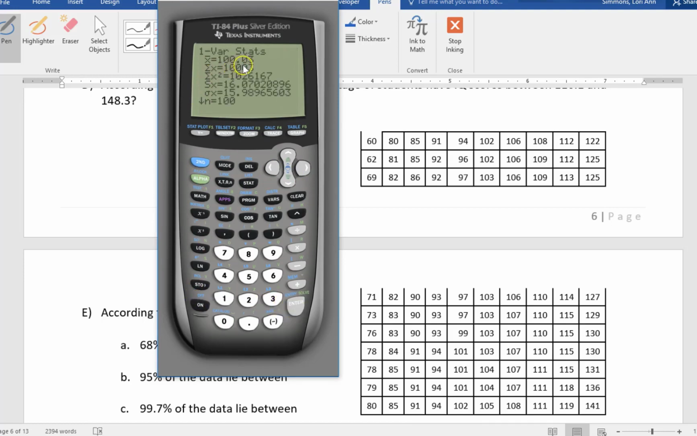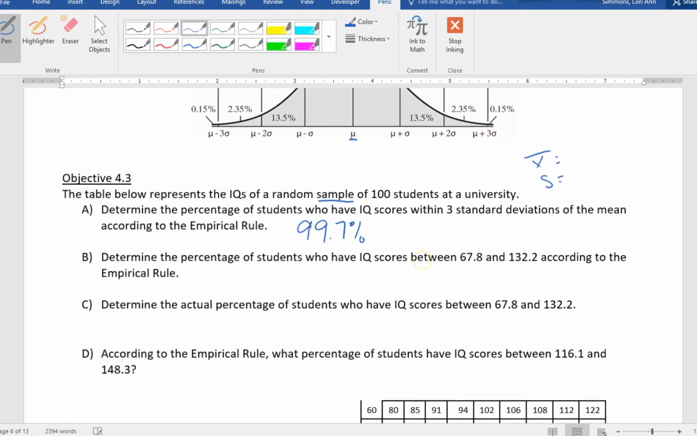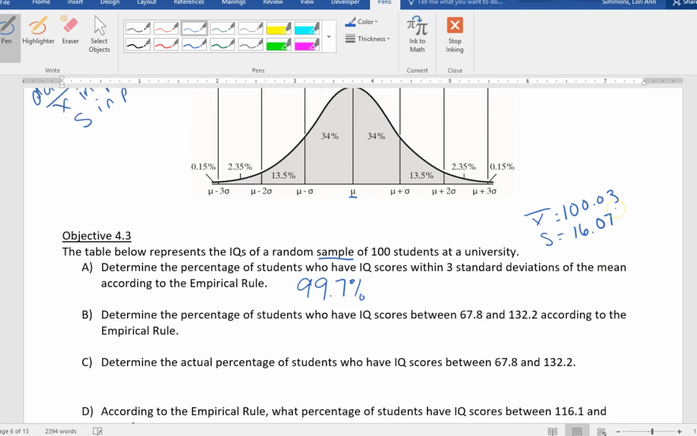So the mean is 100.03. This is a sample, so we're going to look at S, not sigma. That's 16.07. If you did not get these answers, recheck your data. You might have had a typo. There are 100, so it is definitely possible. So what I would do right away then is just fill in these values so it's easier to see.